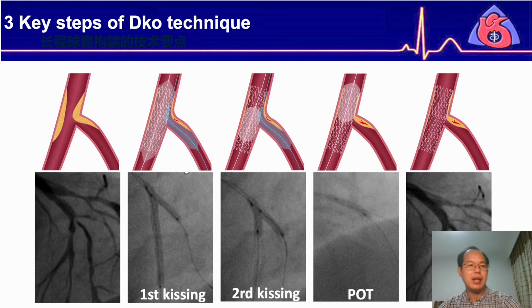And so there are three key steps of the DKO technique. The first kissing, the second kissing, and POT. The difference between the DKO technique and the traditional GBT technique is the second kissing. The DKO technique has the second kissing, the kissing between the post-dilation balloon and the gelled balloon.